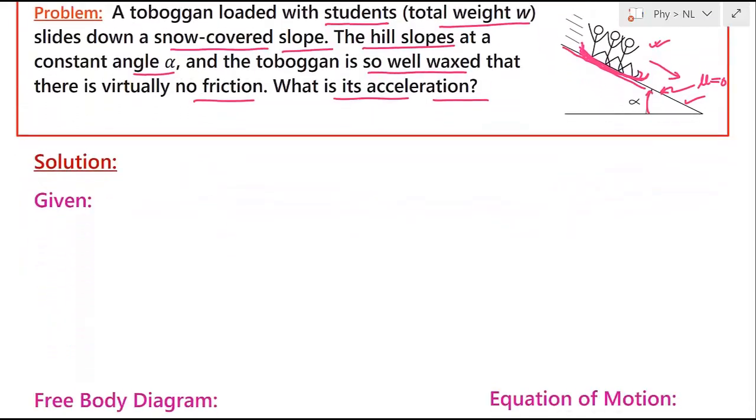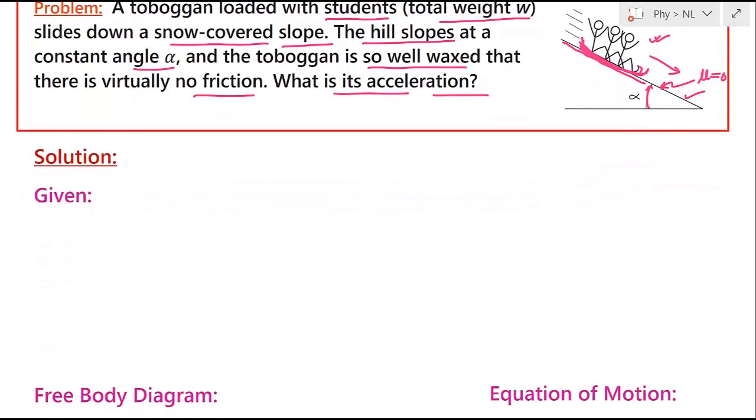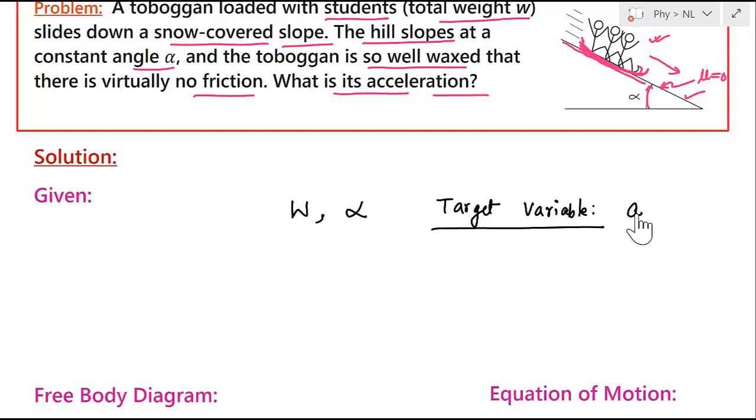So let us try to solve this problem. First, what are the things that are given? We have been given the weight of the toboggan, that is W, and we have been given the angle of inclination alpha. So what is our target variable? The target variable in this case, that is the unknown that we have to find, is the acceleration of the toboggan, the a value.